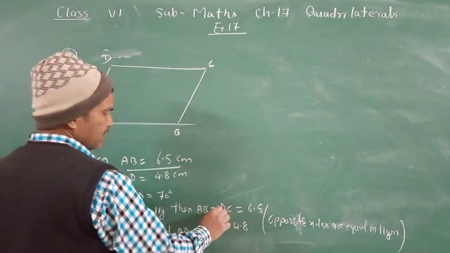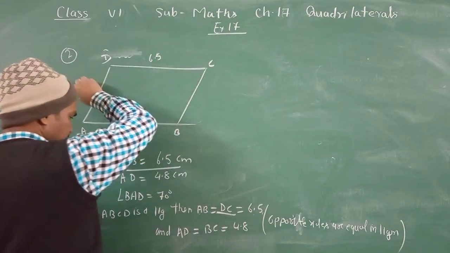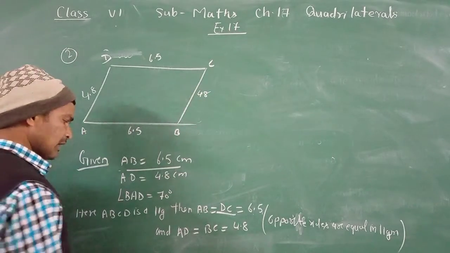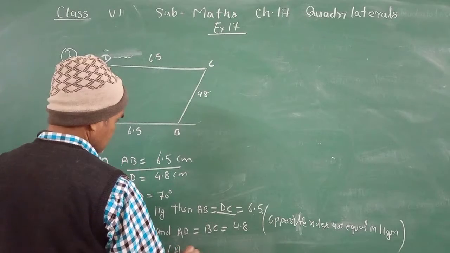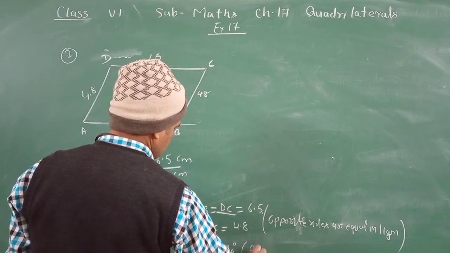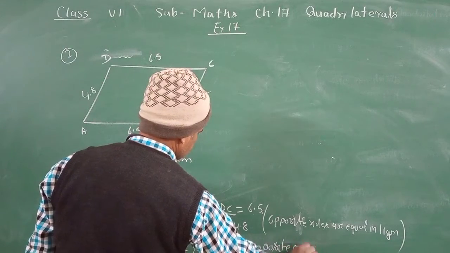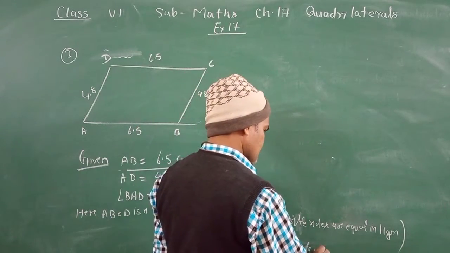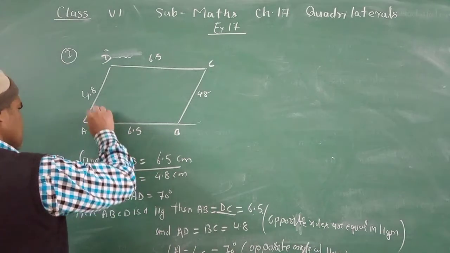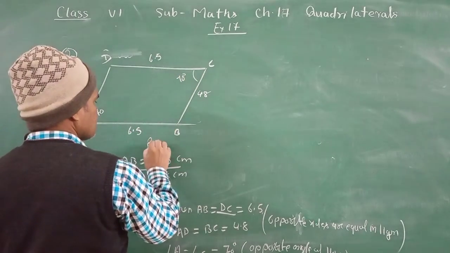Given that AB is 6.5, CD is also 6.5, and if AD is 4.8, then BC is 4.8 also, and angle A is equal to angle C, that is 70 degrees. It is also opposite angle of a parallelogram. So if it is 70, then the other will also be 70. This is the rough sketch.